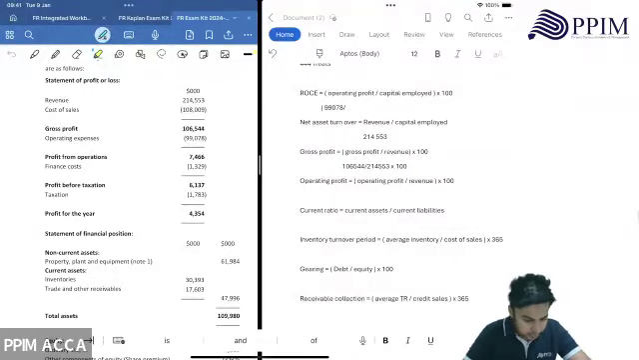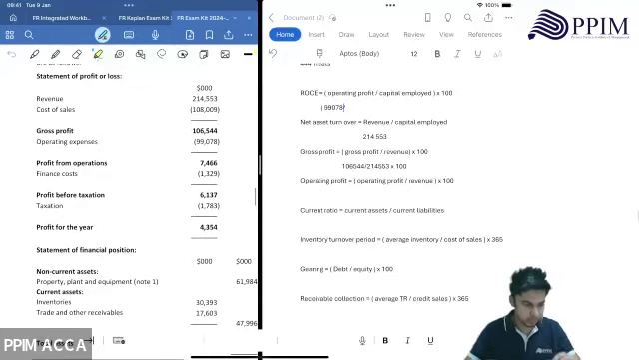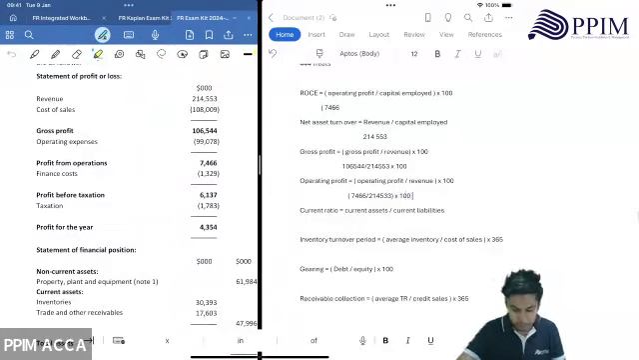One minute. Yeah, guys. Operating profit is 7,000. No, correct. I have taken the operating expenses. 7,466. Right. Then, guys, here also it has to be 7,466 divided by revenue. What's the revenue? 214,553 into 100. Okay. Right.